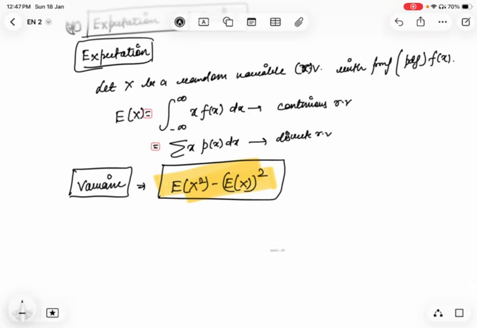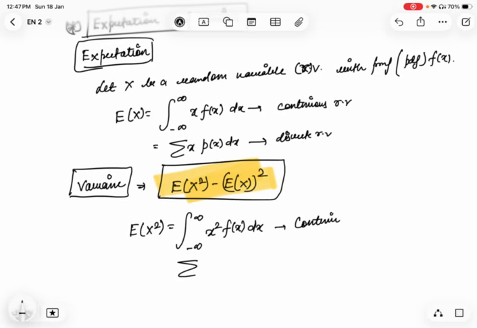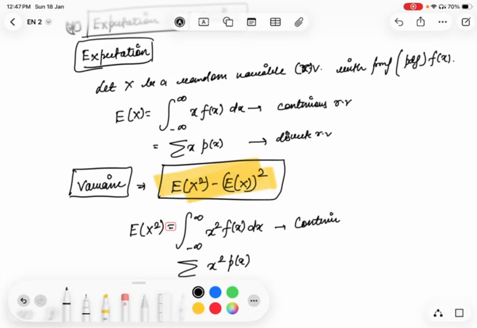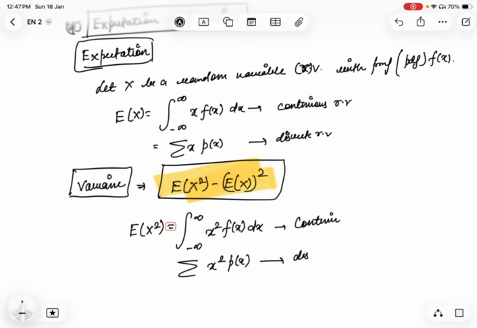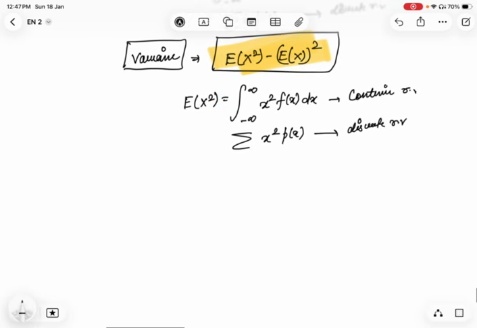What is this x squared? So the expectation of x squared can be calculated as the integral from minus infinity to infinity of x squared f(x) dx for a continuous random variable, or the sum of x squared p(x) for a discrete random variable. Sorry, I had written the dx here, that is not correct. Sorry for my mistakes. Okay.